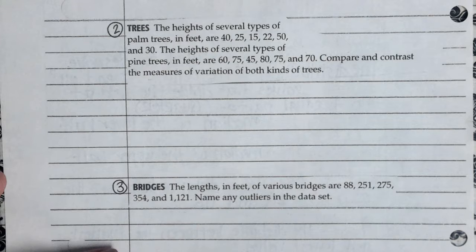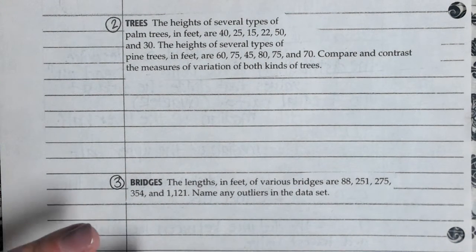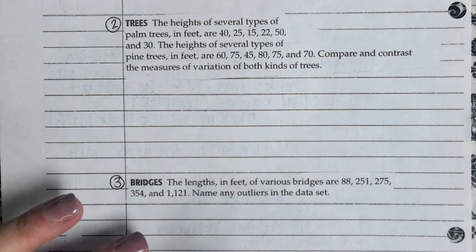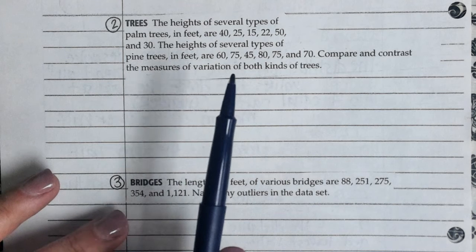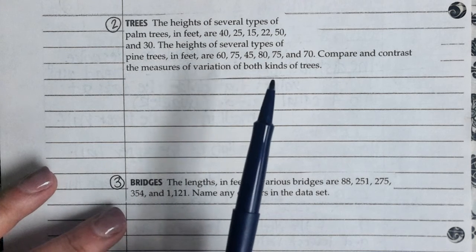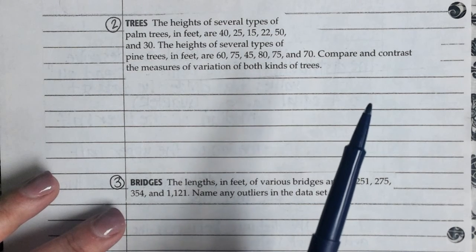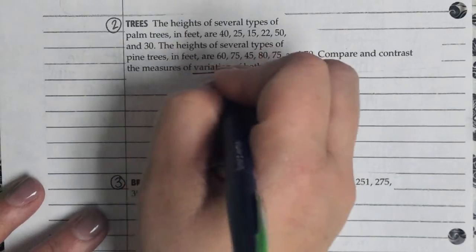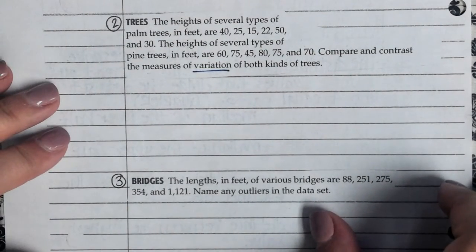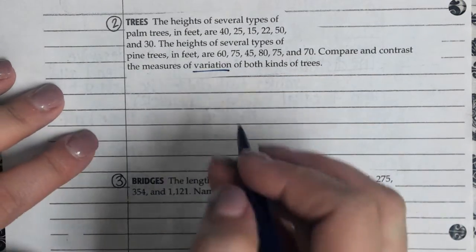Okay? Let's look at this. The heights of several types of palm trees in feet are 40, 25, 15, 22, 50, and 30. The heights of several types of pine trees in feet are 60, 75, 45, 80, 75, and 70. So, this is compare and contrast the measures of variation of both kinds of trees. So, we're going to talk about what we just did. What am I going to do first with this set of data? Put it in order. So, here we go.